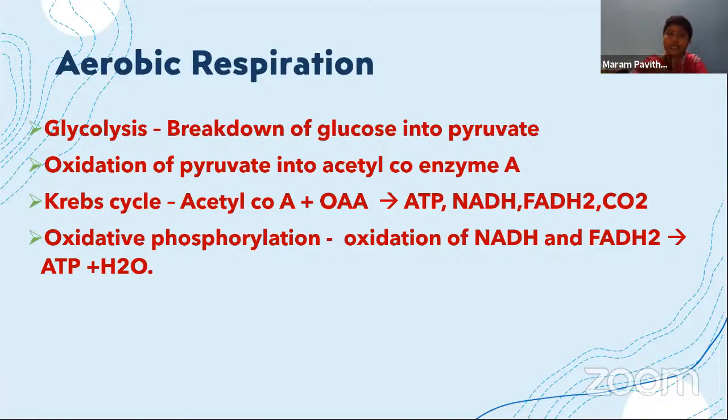First, what happens in aerobic respiration? The glycolysis process occurs. Glycolysis: glyco means sugar, glucose. Lysis means breakdown. Glycolysis means breakdown of the glucose molecule occurs. The glucose molecule breaks down into pyruvate. Actually, a glucose molecule has 6 carbon compounds in it. Breakdown of the glucose molecule happens here. Because of that, a 3 carbon compound substance is present, that is pyruvate. If 1 molecule of glucose breaks down, 2 molecules of pyruvate are produced. That is glycolysis. Glyco means sugar, lysis means breakdown.